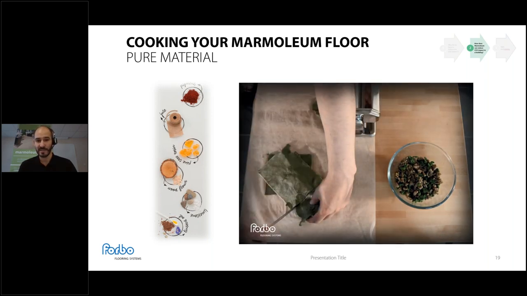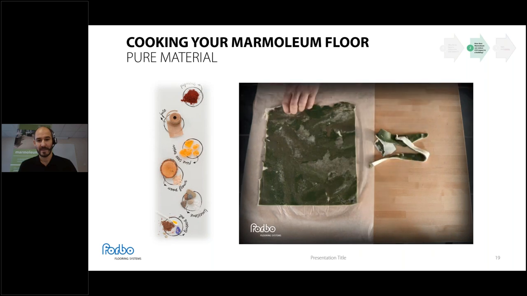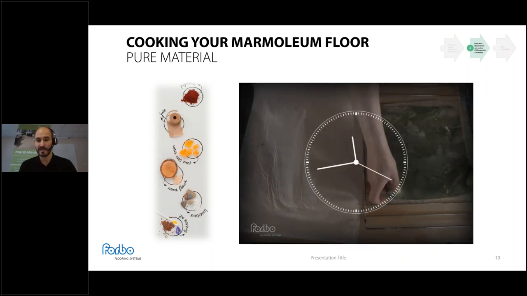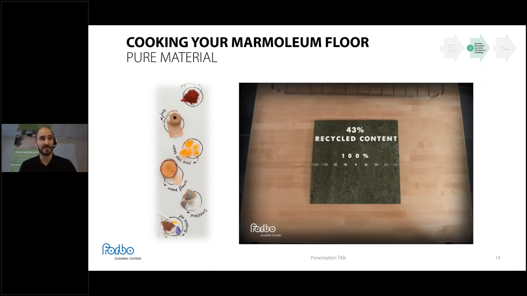It was easy to do it. You cook it, and you have your own sample marble floor covering.